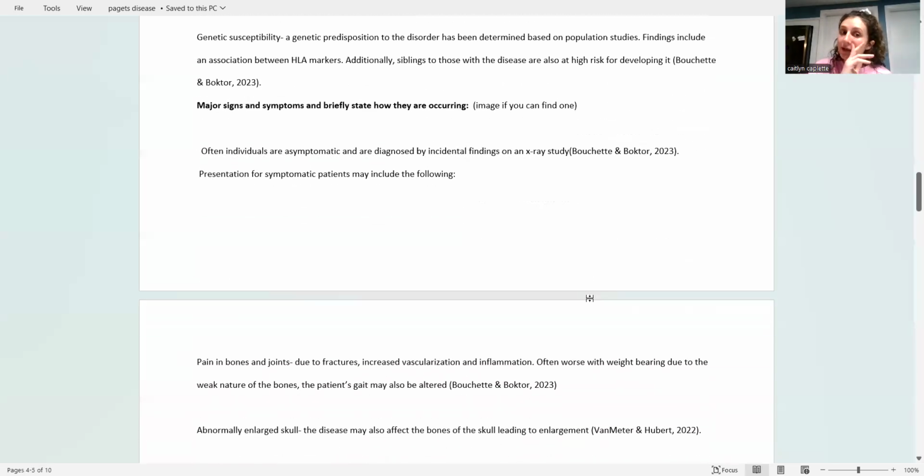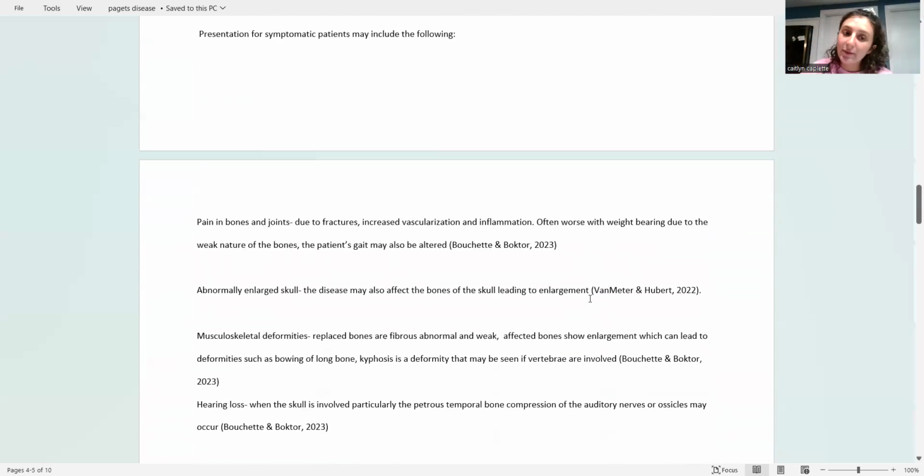Now, often individuals are asymptomatic. Most people are asymptomatic for a long period of time and are diagnosed by incidental findings on X-ray studies. Presentation for symptomatic patients may include pain in the bones or joints. This is due to fractures, increased vascularization and inflammation. It's often worse with weight bearing due to the weak nature of the bones, and the patient's gait may also be altered due to the deformities.